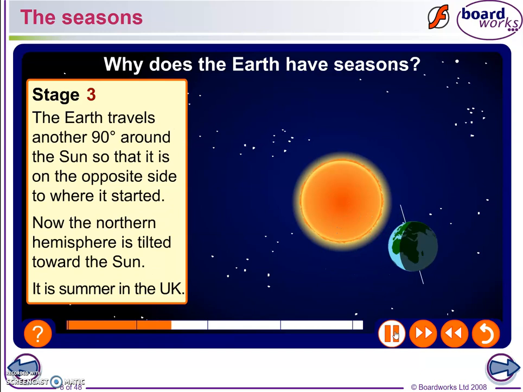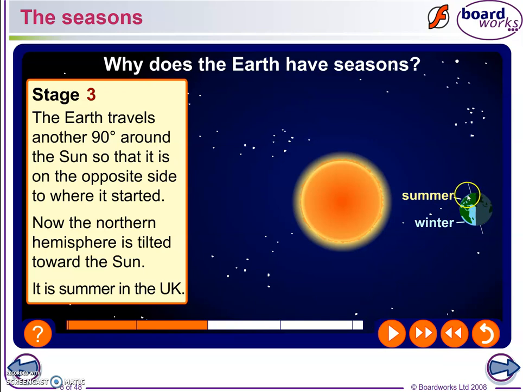The Earth travels another 90 degrees around the sun, so that it is on the opposite side to where it started. Now the northern hemisphere is tilted towards the sun, which is why it is now summer in the UK.